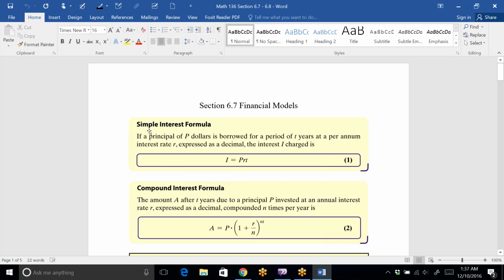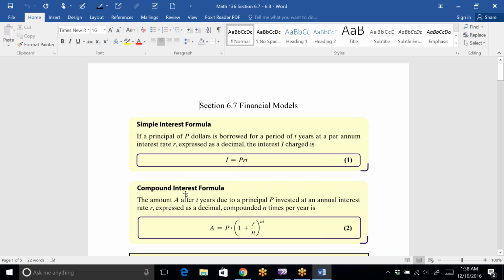So in dealing with finances, you have either simple interest or compound interest. Simple interest means you get interest on the principal that you put down, and that is expressed over a certain length of time and at a rate. Now, compound interest is when you get interest at intervals throughout the loan.